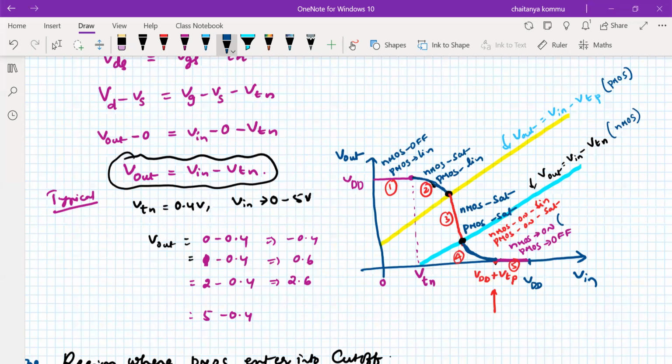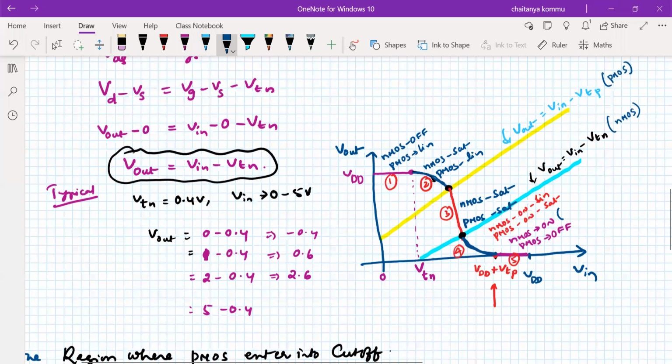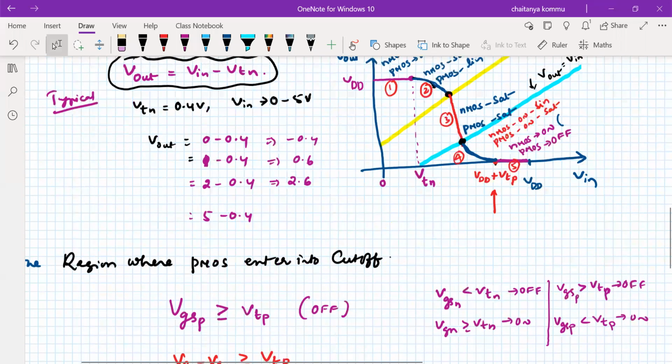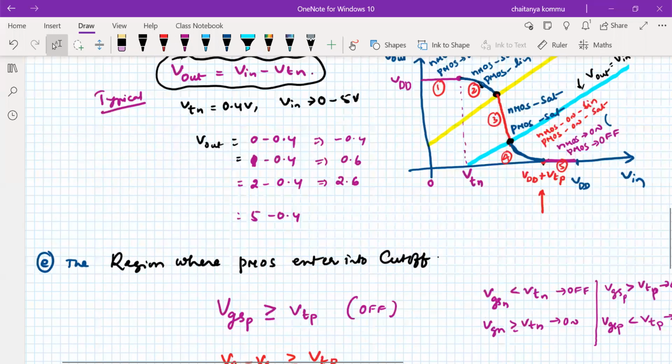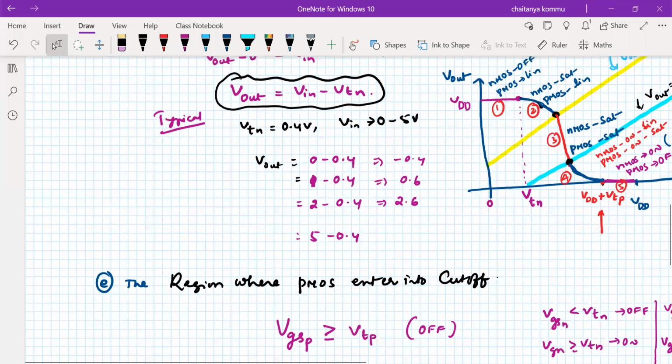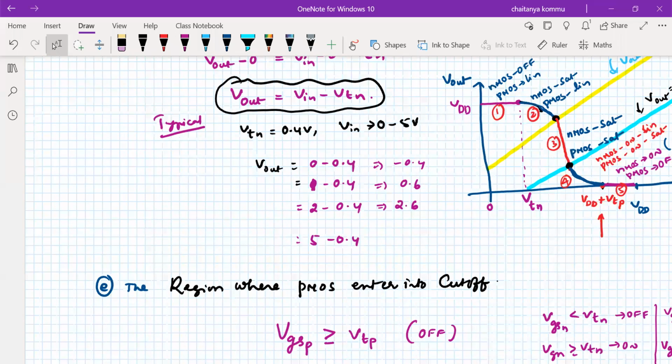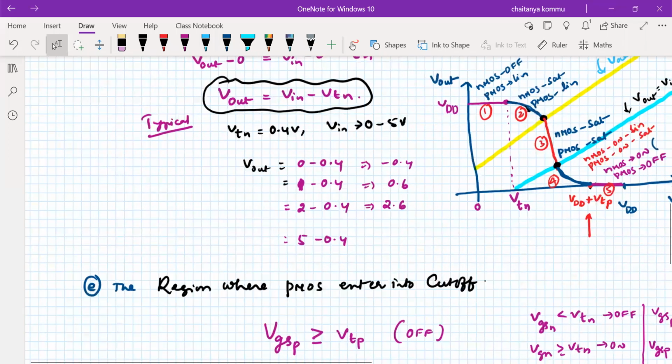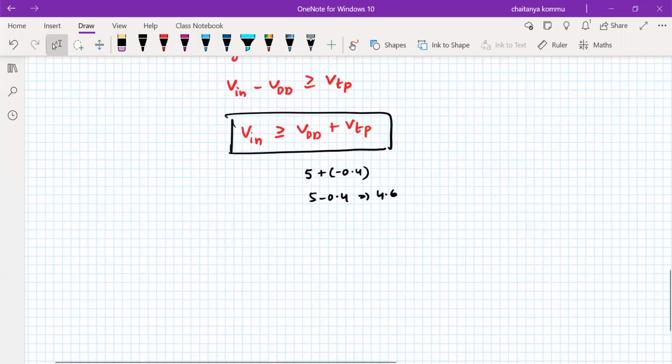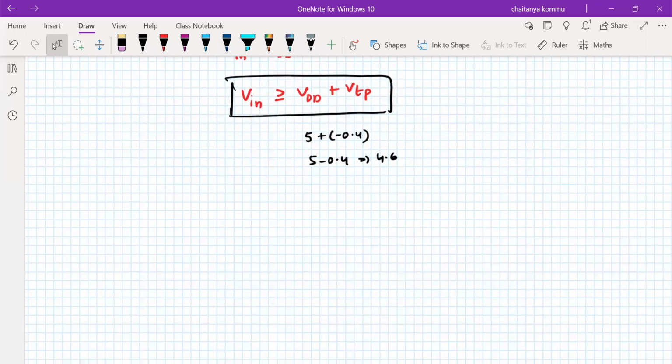Right? Is it clear to all of you how we have derived all this? What are the different regions of operation available in the CMOS inverter, especially in the inverter? Right? So therefore, this is what we can say about the voltage transfer characteristics of the CMOS inverter.